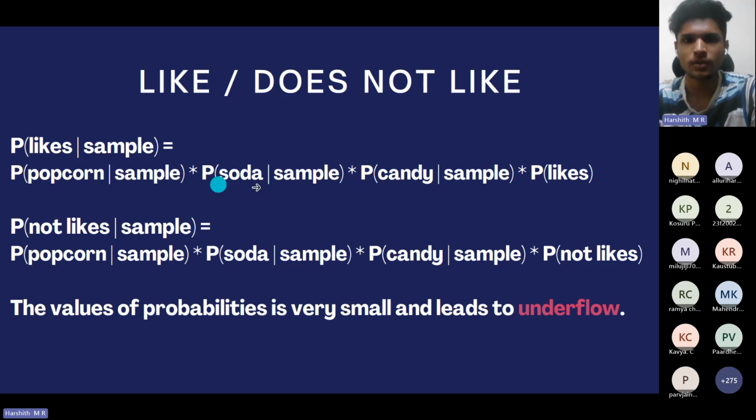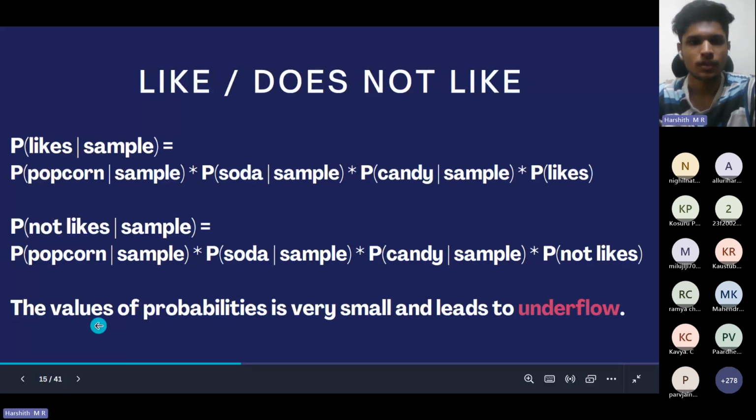These three probabilities, you would get from the normal distribution. So when you substitute the values, you would get two probabilities. If this probability is greater than this probability, then it is classified as person liking the movie, or else the person does not like the movie. So this is the basic working of Gaussian naive Bayes.